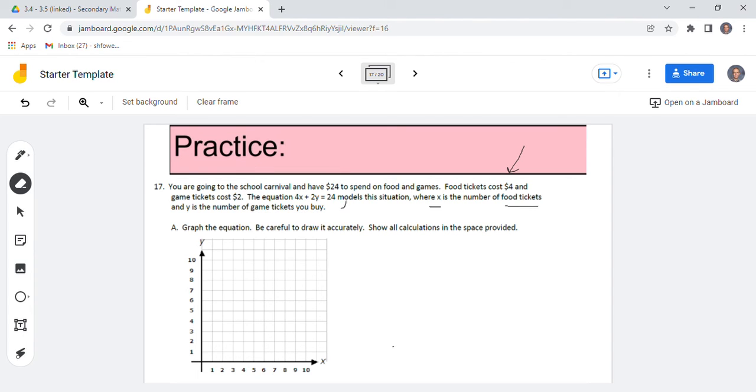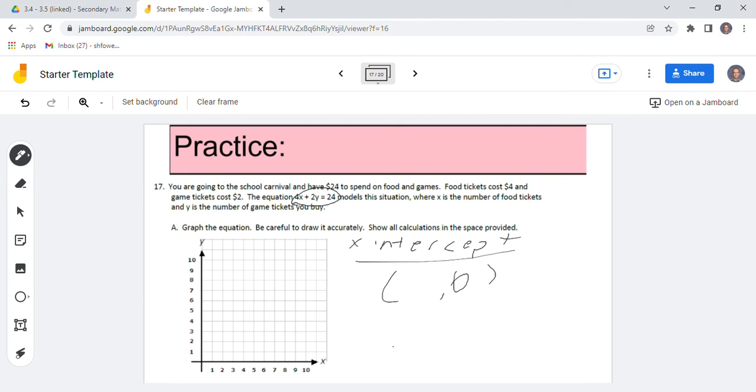Now this one I would like to go back to what we did at the beginning. I'm going to use my X and Y intercepts because it's in standard form. I kind of like that. So my X-intercept will have a Y value of 0. Yay!